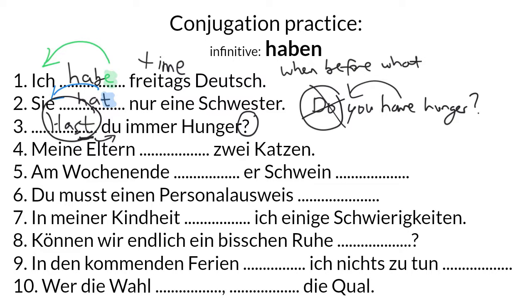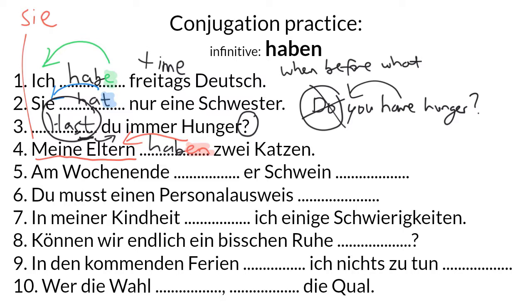Number 4, meine Eltern haben 2 Katzen. My parents have 2 cats. We've got the en ending, which is linked to our plural third person subject. In other words, meine Eltern could be replaced by sie in our conjugation table, they.